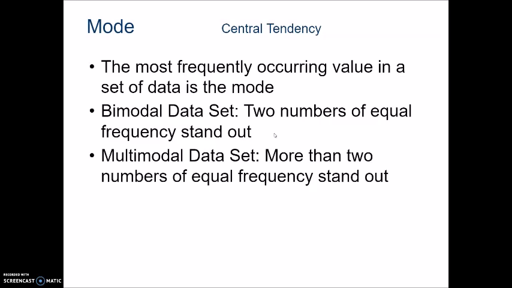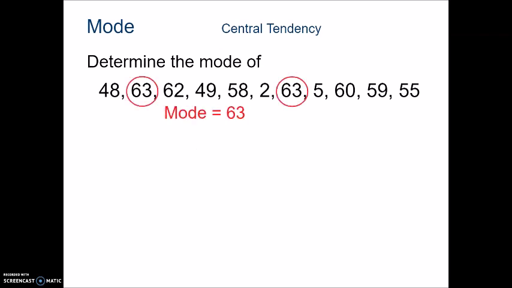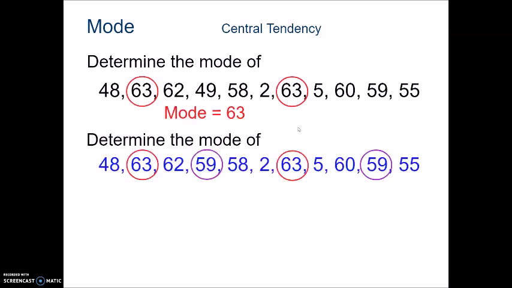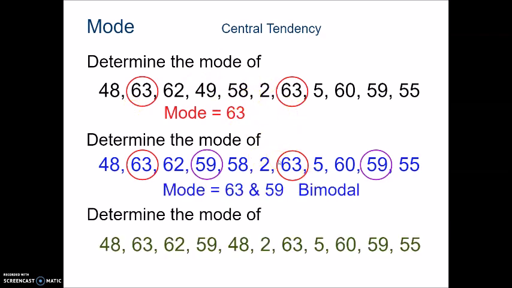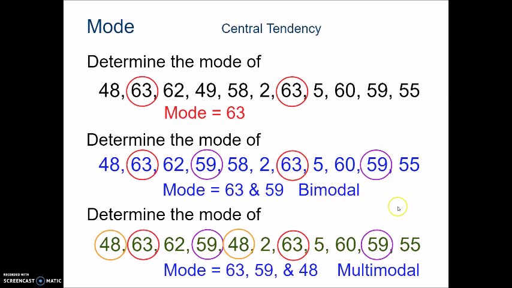Pretty simple, okay? Now, we can have bimodal data sets where two numbers of equal frequency stand out, or multimodal data sets where more than two numbers of equal frequency stand out as well, okay? So, these are, again, more examples. This is just a regular mode. This is bimodal. And this one is multimodal.